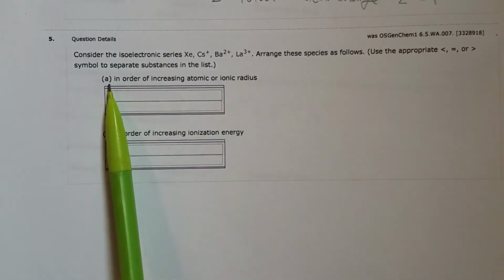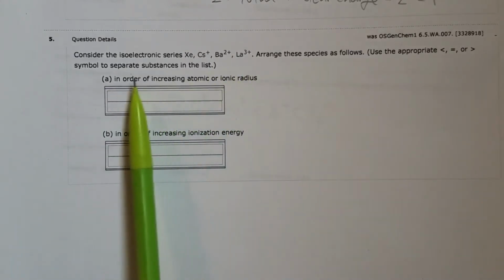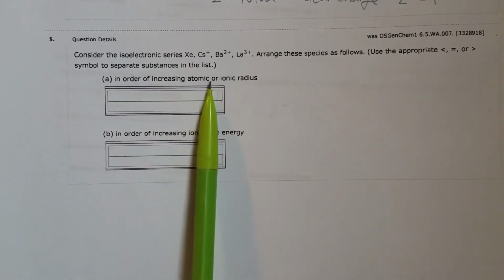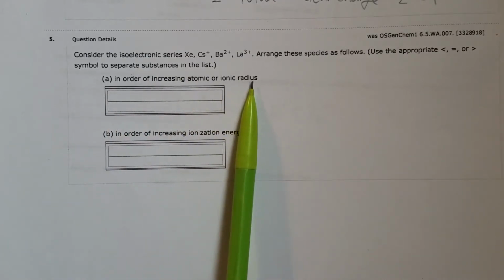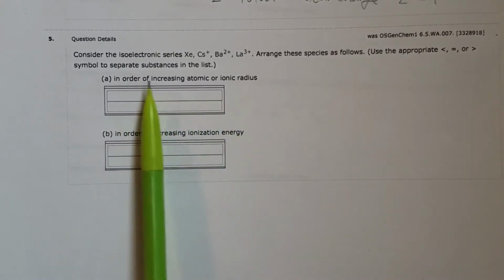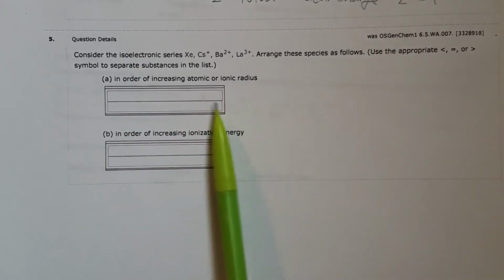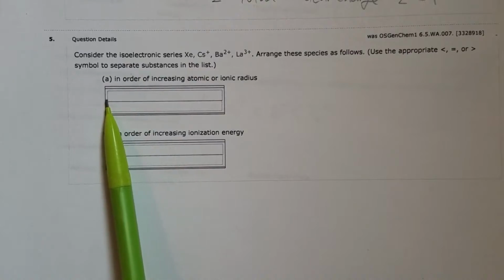So the first one: arrange these species in order of increasing atomic or ionic radius. So basically atomic size or ion size. So increasing order: the larger one on the right-hand side, the smallest one on the left-hand side.